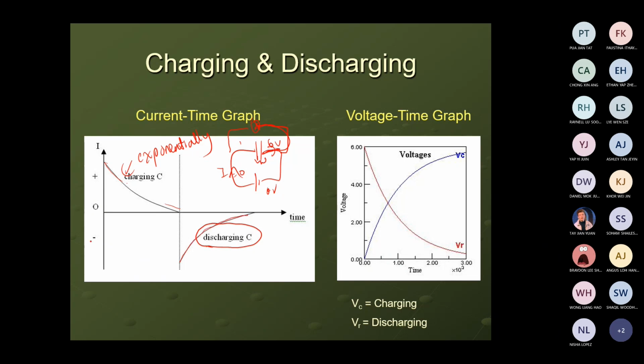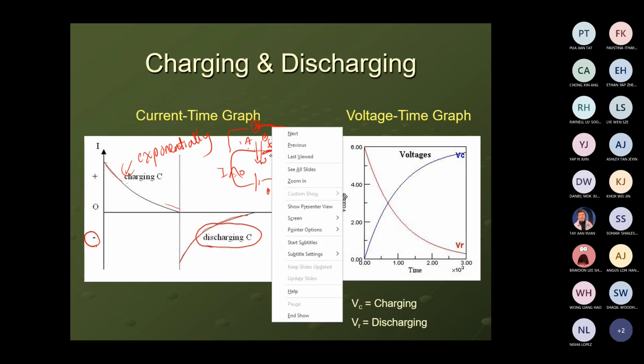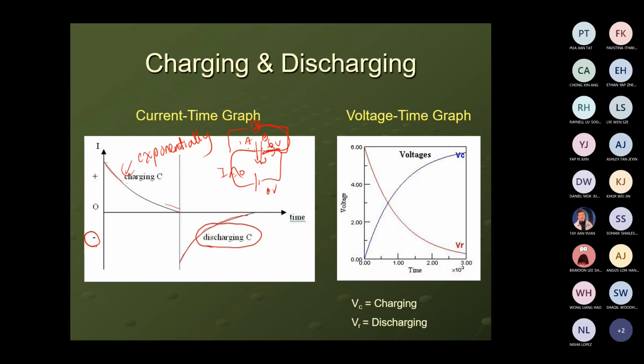But why is it in a negative region? Because the current flows in the opposite direction. When the capacitor is charging, as I told you in this diagram, A, B, current flows from A to B. When discharging, current flows from B to A. That's why the direction of the current is negative when discharging. But finally, charging or discharging, the current will drop to 0.